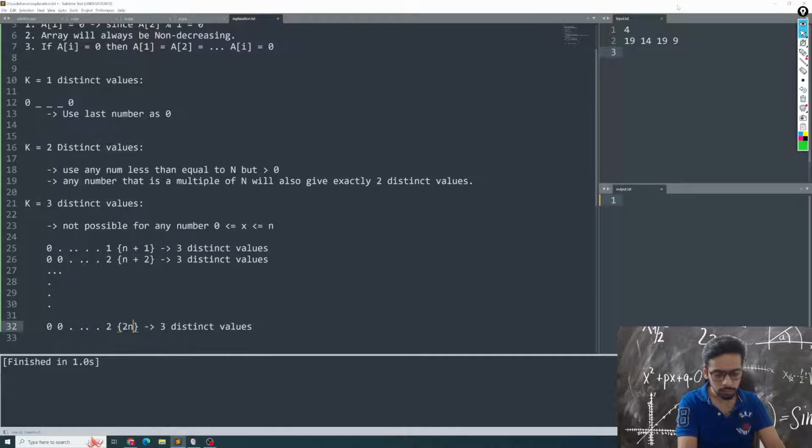2n minus 1. 2n minus 1 modulo n would be n minus 1, and then n minus 1 modulo n minus 1 will be 0, and there will be 3 distinct values. At 2n, it will follow this rule to give you k equal to 2 distinct values, and then at 2n plus 1, again 2n plus 1 modulo n would be 1, and same thing will follow.